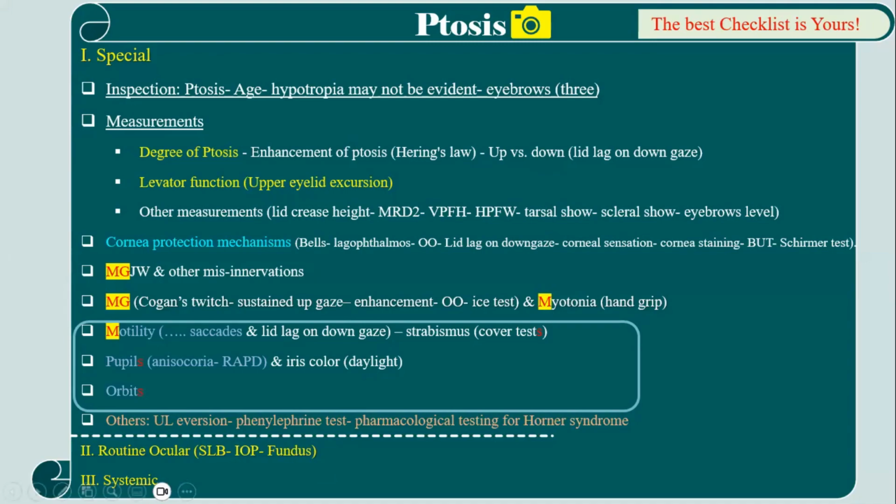I added here some points not relevant to the exam. So you will never evert the upper eyelid, for example, or do phenylephrine test or other pharmacological tests in Horner, but I wrote them in order to study them well. I added a lot of points regarding corneal protection. The most important: Bell's phenomenon, lagophthalmos, orbicularis, corneal sensation, tear meniscus height, staining, Schirmer, and also the lid lag on down gaze. The two most important points to be measured are MRD1 in order to determine the degree of ptosis and levator function. If you have to choose one, I will choose levator function. And of course, you have to do these points on both sides.